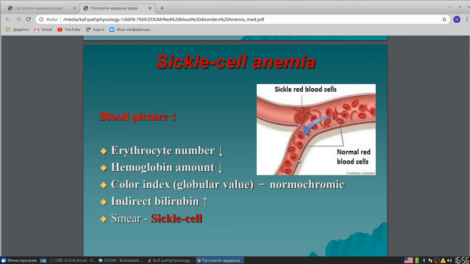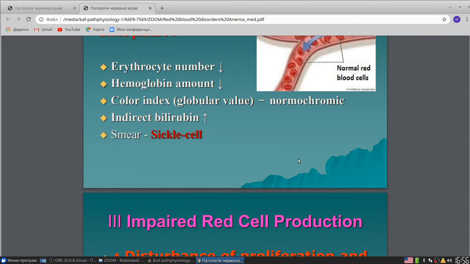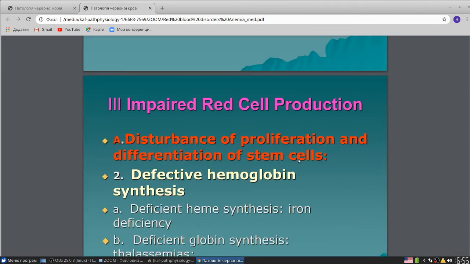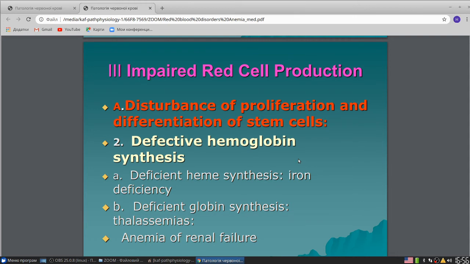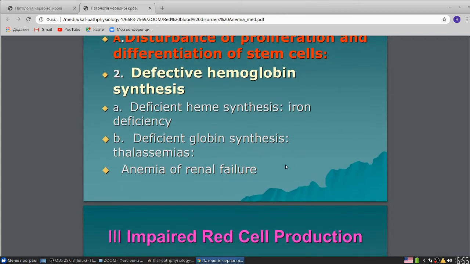In the blood there are sickle cells which provoke thrombosis of small microvessels in vital organs and lead to the formation of complications. In the third type of anemia, impaired red blood cell production, we have disturbances of proliferation and differentiation of stem cells. We have defective hemoglobin synthesis: deficiency of heme synthesis, iron deficiency anemia; deficiency of globin synthesis, thalassemia; and anemia which develops due to renal failure.